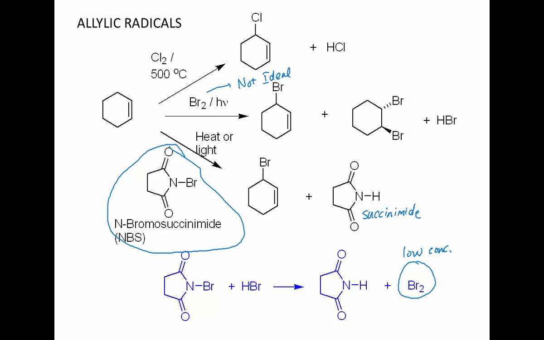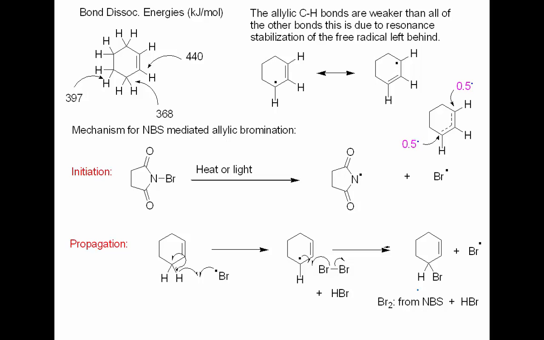Okay, so N-bromosuccinimide serves as a source of bromine at low concentration through this reaction right here. If NBS reacts with HBr, it'll make succinimide and bromine. So the idea here is as you form HBr, you generate more bromine. So the concentration of Br2 stays low at all times. Okay? It only forms as fast as you make HBr.